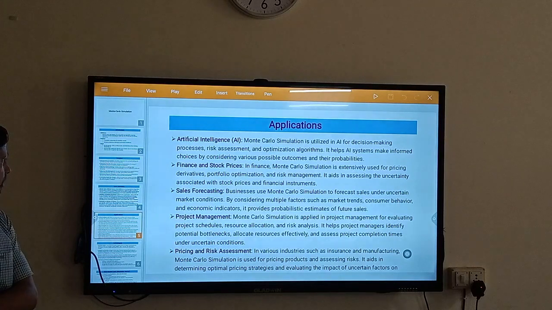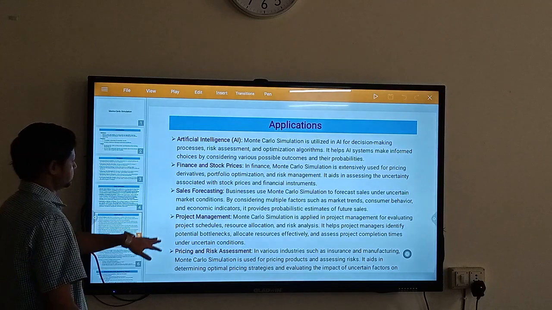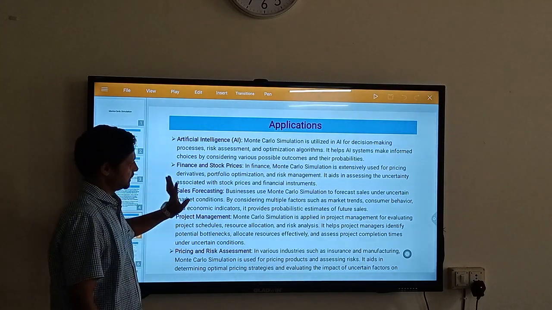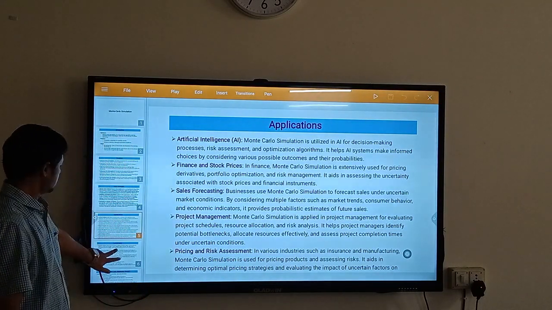Then finance, stock forecasting, project management, pricing assessment, risk assessment. These things the typical management people normally use. That is also an equally important platform.